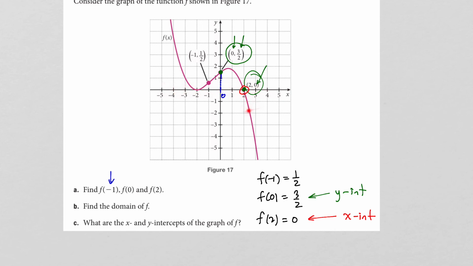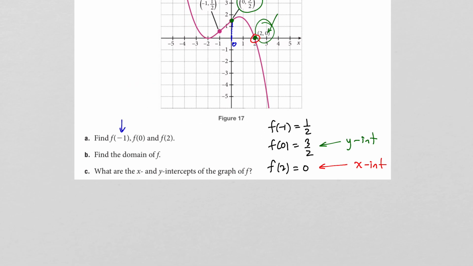And you can imagine as this function continues to go down here, it also continues to go out. So every value of x you can think of is going to have a value of y associated with it. So the domain of the function is minus infinity to infinity. Now finally, in part C, what are the x and y intercepts of the graph of f?